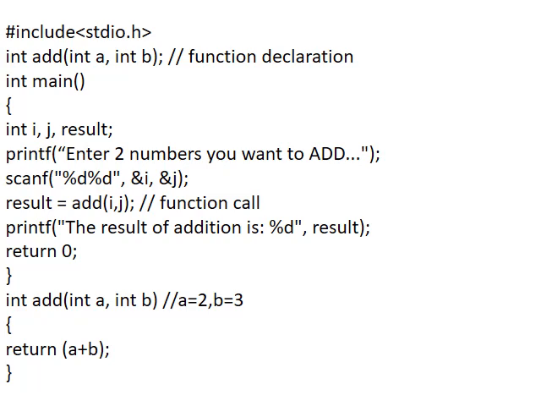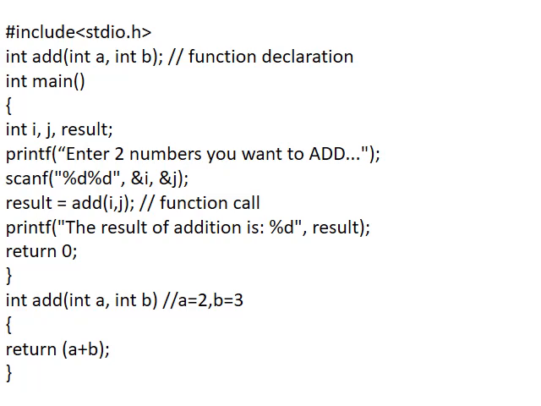Next I have to accept two numbers from the user, then add those two numbers and give the result. To accept two numbers I need two variables, i and j, which I have declared for that purpose, of integer type. Once I add these two numbers I will store the result in the variable result, which is also of integer type. Next printf "Enter two numbers you want to add". Then scanf("%d", &i, &j), that is, I am accepting two numbers and storing them in i and j. Next result = add(i, j).